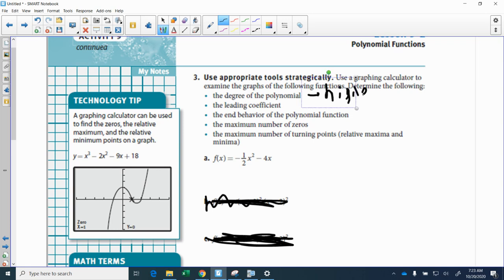So highest exponent, okay? That's always going to be the first thing that's going to describe it to you. So in this problem, letter A, we have a -1/2 x squared minus 4x. In this case, we have an x squared, so I have a degree 2. The reason that's important is because it's telling us how many possible zeros we could have, okay?